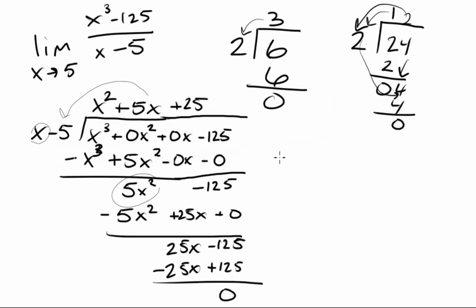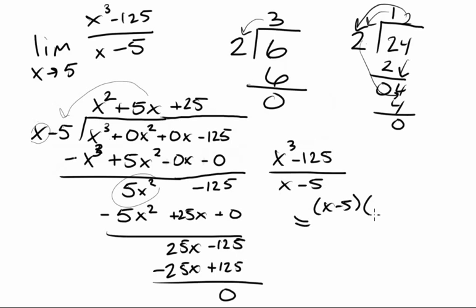So what this is saying is our original function can be rewritten as, I'm going to put that down here, x minus 5, this is the numerator, times this right here, x squared plus 5x plus 25 all over x minus 5.